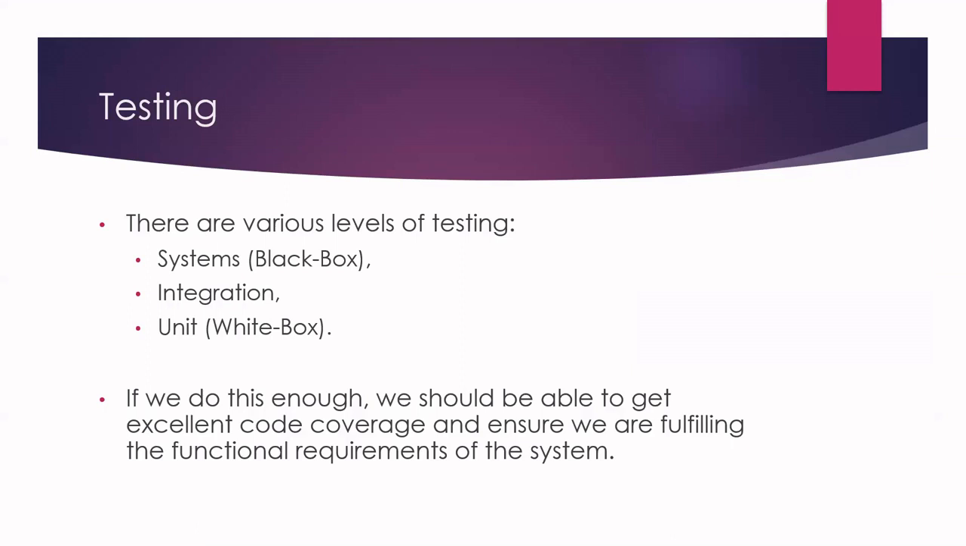Now, there are various levels of testing, and then there are different types. The levels of testing are based on how much detail you're seeing. So the lowest level is the unit testing, or the white box testing. White box means that you see what's in it. So you look at the code and you plan your testing based on the code. Okay? And then a little bit higher is the integration.